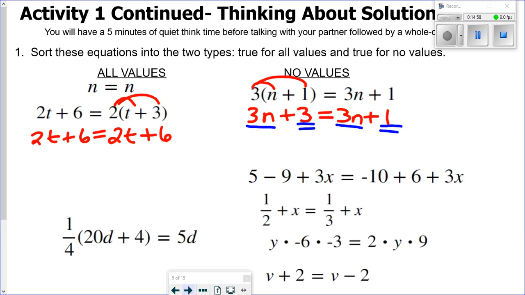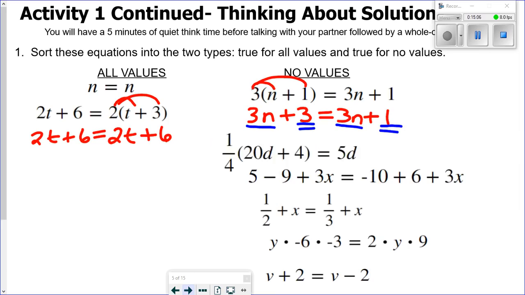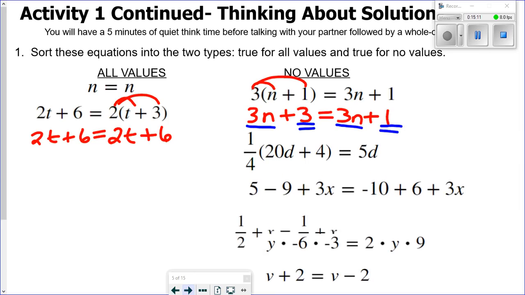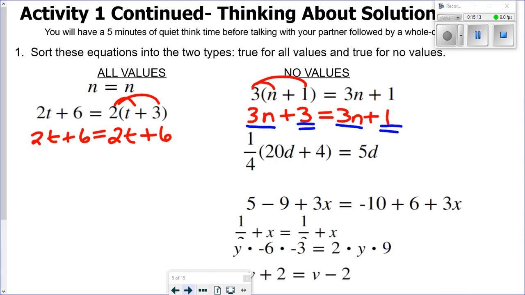Let's have a look at the next equation. 1/4 times the quantity of 20D plus 4 equals 5D. I'm going to again place this one in the no values category. And if you're not sure why it belongs in the no values, let's go ahead and do some math to prove it.